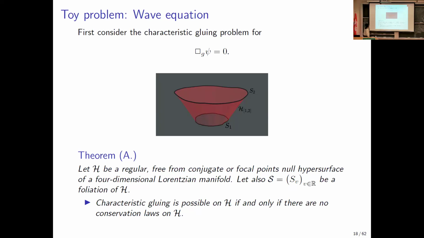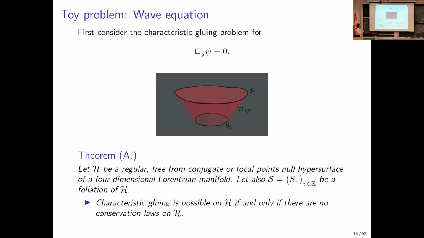And here is the first result. Characteristic gluing problem for the wave equation on a given general Lorentzian manifold is possible only in general if there are no conservation laws on your given null hypersurface. In other words, the only obstruction to gluing scalar fields on null hypersurfaces are conservation laws. If you have no conservation laws, then you can glue any data to any data. All right? The only thing that can stop you is conservation laws.